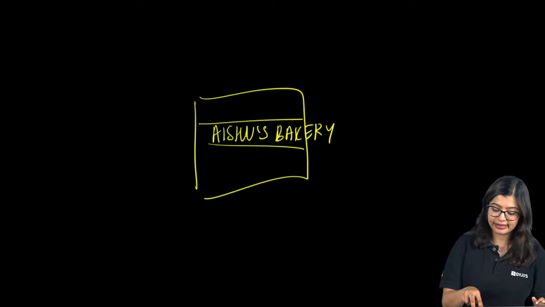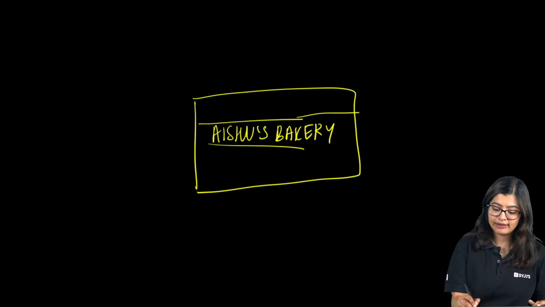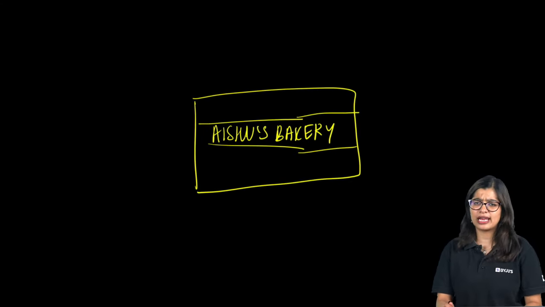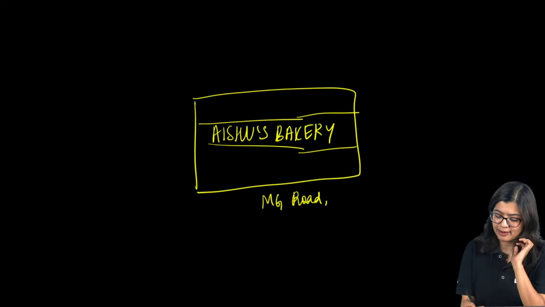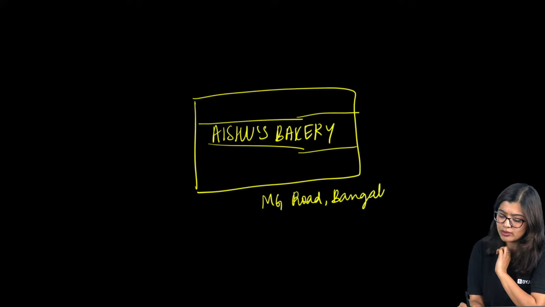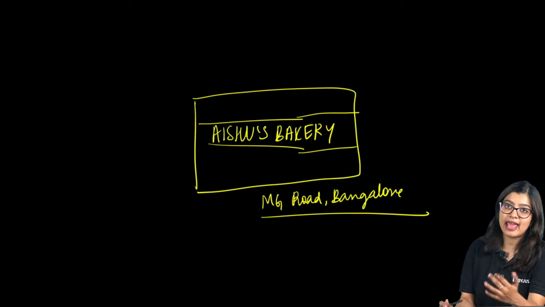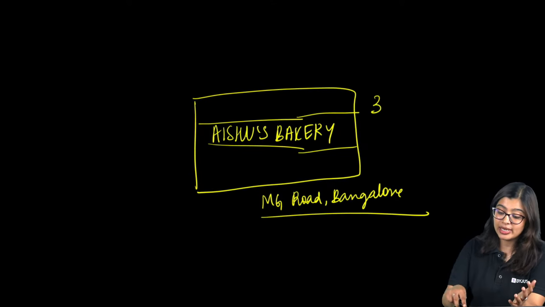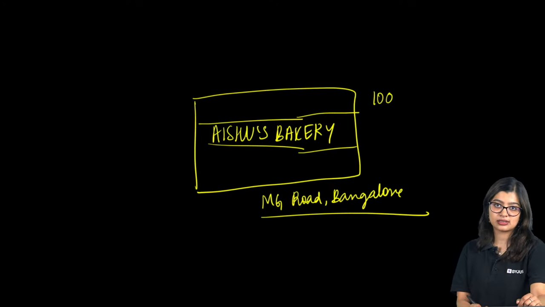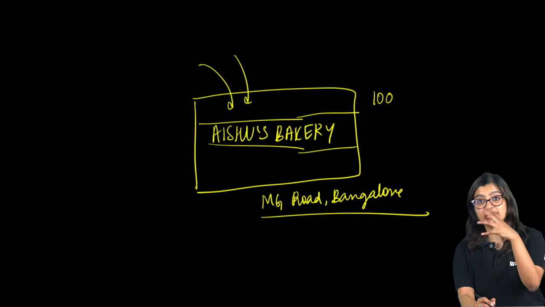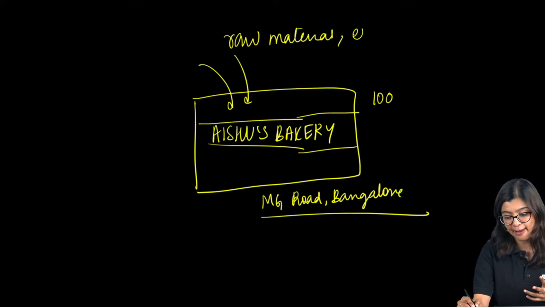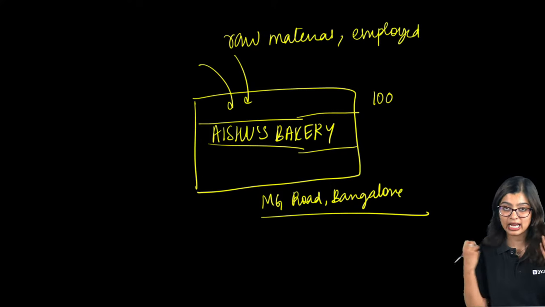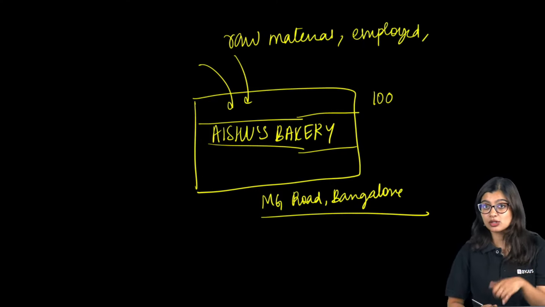BYJU'S Bakery is a bakery which is going to be open, which has an outlet, right? This has an outlet, let's say in MG Road in Bangalore. Only one store is there, MG Road in Bangalore. Now, what happens here? I see that every day I am getting, let's say, minimum 100 customers, right? I need 100 customers who are coming in, which means what? I need to have enough raw materials, right, to make all of it. I need to have people employed in my bakery, yes, so that they are working for me. Now, in some cases, what will happen?